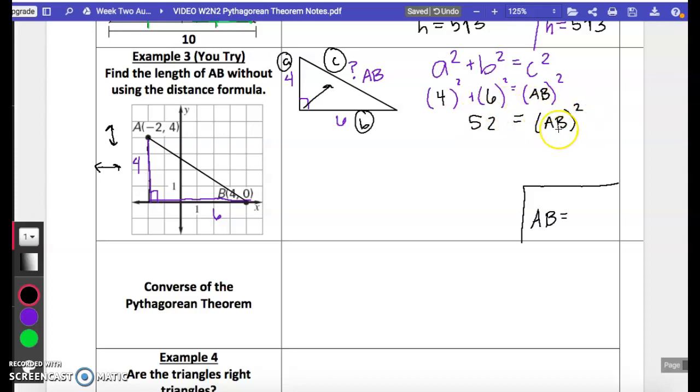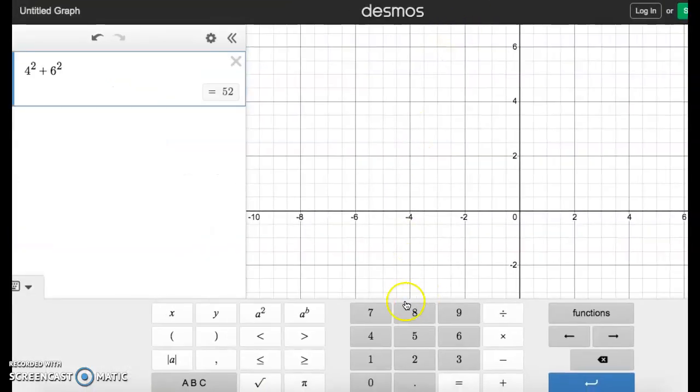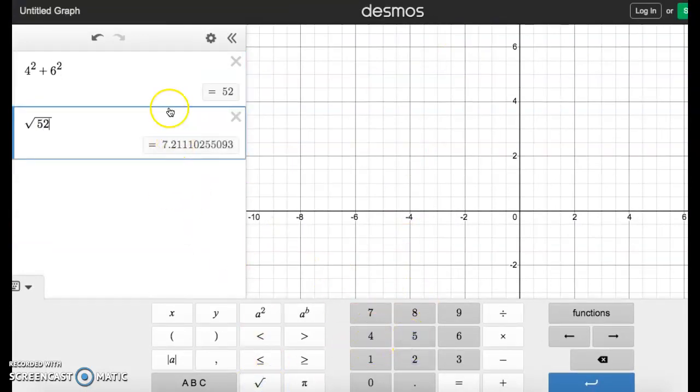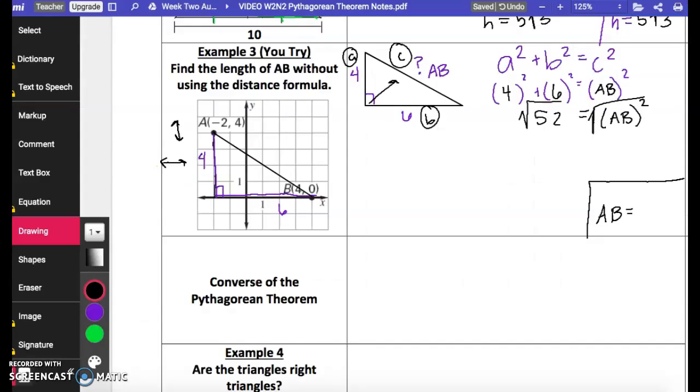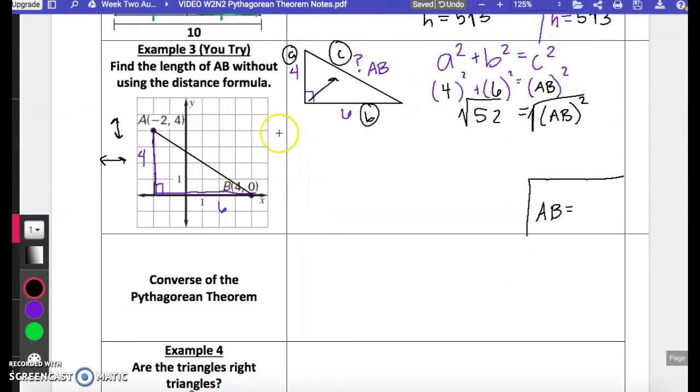Okay, I'm just keeping this in parentheses so I don't forget that it is one variable. Okay, and I need to take the radical of both sides. Let me check. Does 52 have a perfect square root? Oh, it doesn't. So just remember you want to check, because if you got a whole number here, guess what? You're done. We do need to break down radical 52 though.